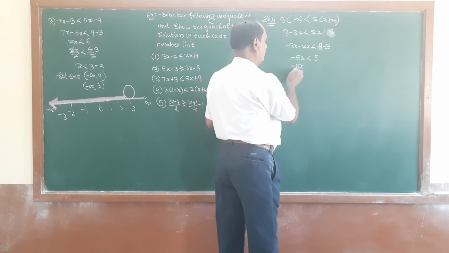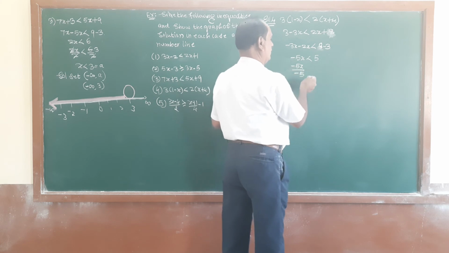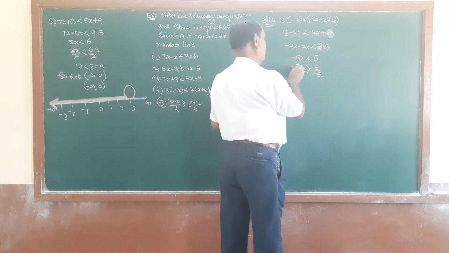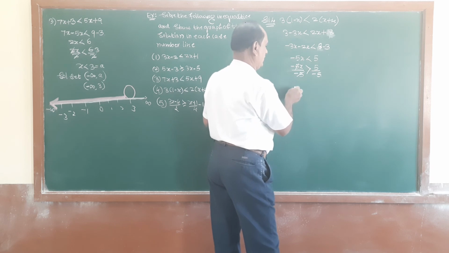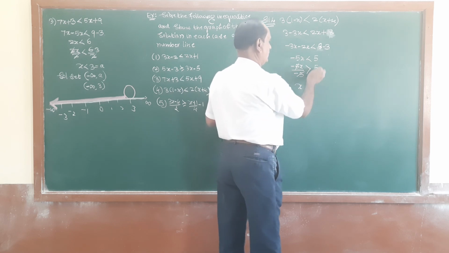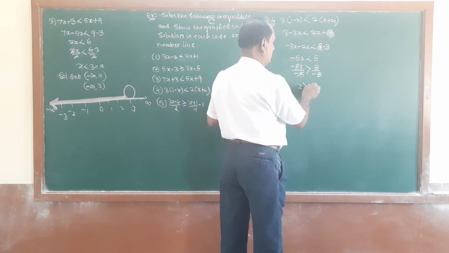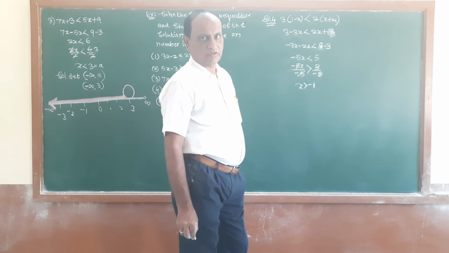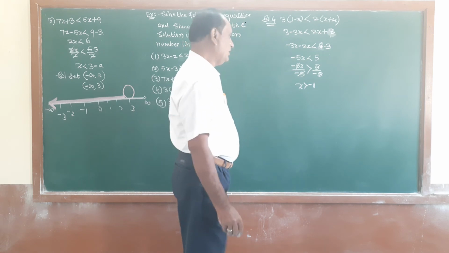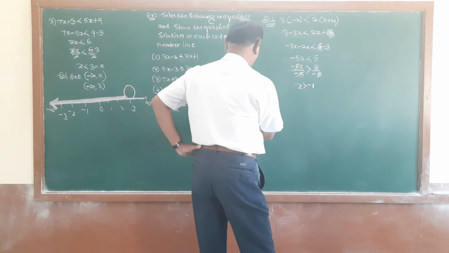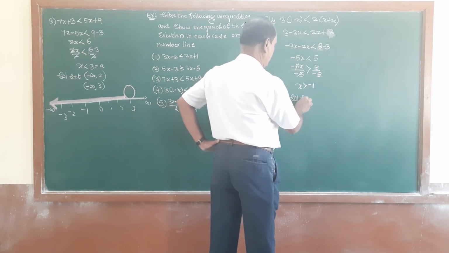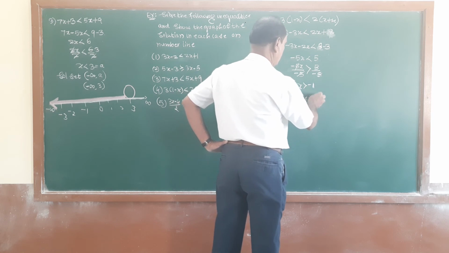Dividing -5 by -5, the inequality sign reverses, therefore x is greater than -1. This is the solution set: x greater than -1.